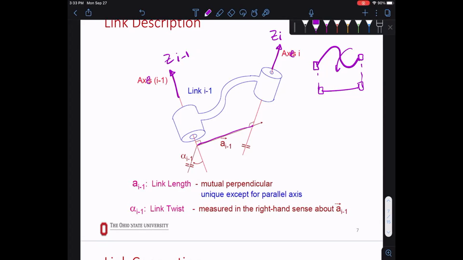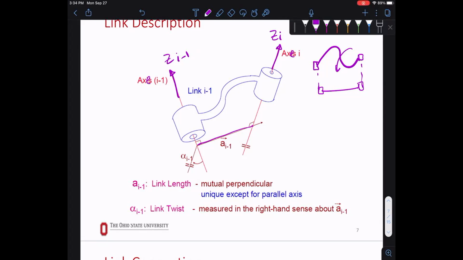Because we're talking about rigid bodies, right? Okay. So a i minus 1 makes sense. The mutual perpendicular here is the keyword. Now, how do we find alpha? Assume these two are parallel, right? What's the twist between them? How much are they twisted with respect to each other? 0, right? So if they're parallel, alpha i, the angle between the two z-axes, is 0.